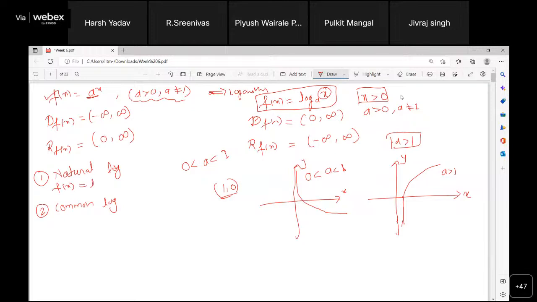Log to the base e is the natural log, right? So in general, we can write it as ln only, ln of x.